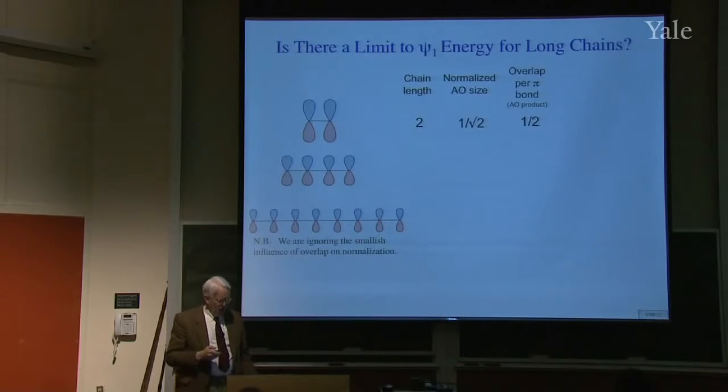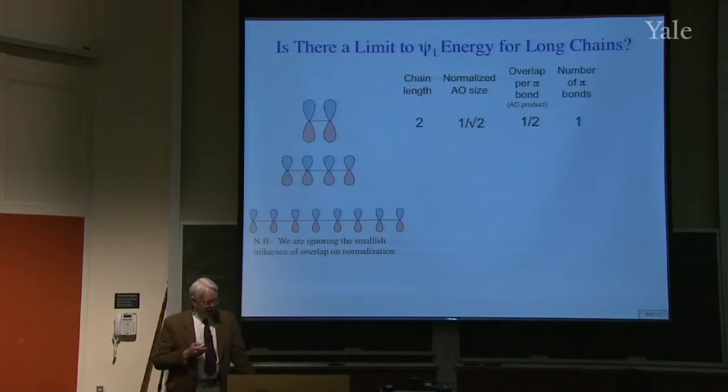Now notice, we're ignoring the smallish influence of overlap on normalization. Because remember, when we take overlap into account, we have to make them a little bit smaller, a little less than 1, greater than 1 kind of thing. We're ignoring that just to get an idea of what's going on. Okay, so the overlap is 1/2. There's only 1 pi bond in that case. So we get 1/2 times 1. The total overlap stabilization is 1/2 in these sort of weird units.